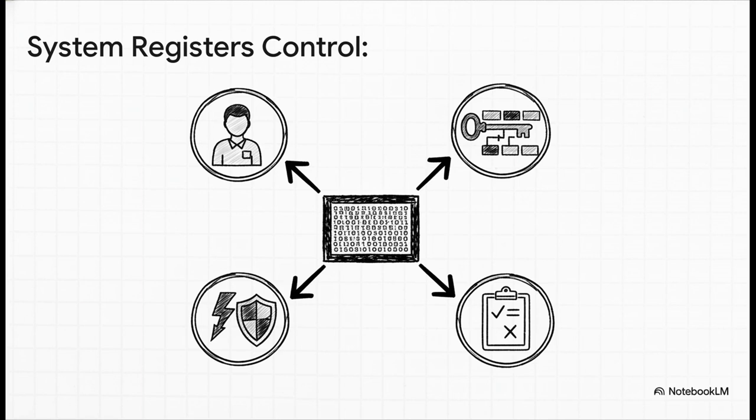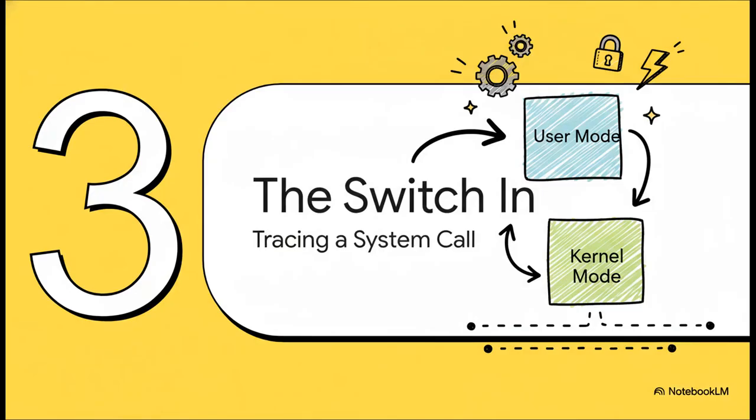So what do these special registers actually do? Well, you can think of them as holding the configuration that defines the core's entire reality. They answer questions like, what privilege level am I in right now? What parts of memory can I touch? What instructions am I even allowed to execute? And the amazing part is, just flipping a few bits in these registers completely transforms the behavior of the entire core.